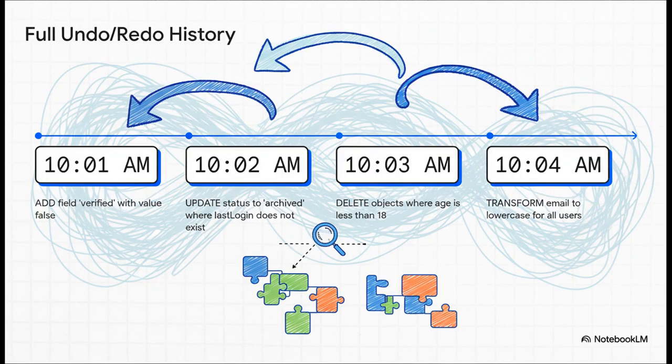Hey, remember that whole no safety net problem we talked about? Well, this is the safety net, a complete step-by-step undo and redo history. Every single operation you perform is tracked as its own distinct step. So if you realize you made a mistake 3 edits ago, no big deal. You can just rewind time right back to that exact point.